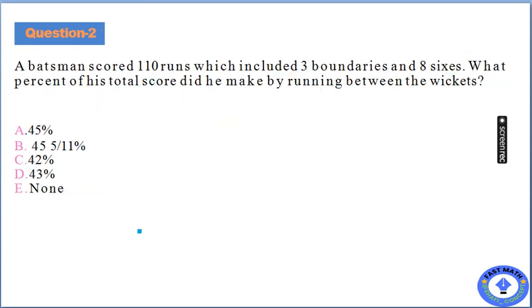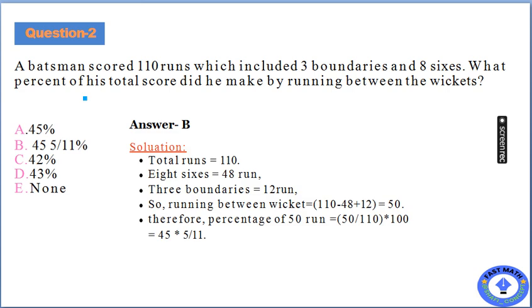Coming to the second: a batsman scored 110 runs, which includes 3 boundaries and 8 sixers. What percentage of his total score did he make by running between the wickets? In this question, the batsman has scored 110 runs in total. In that, he has scored 3 boundaries and 8 sixers.